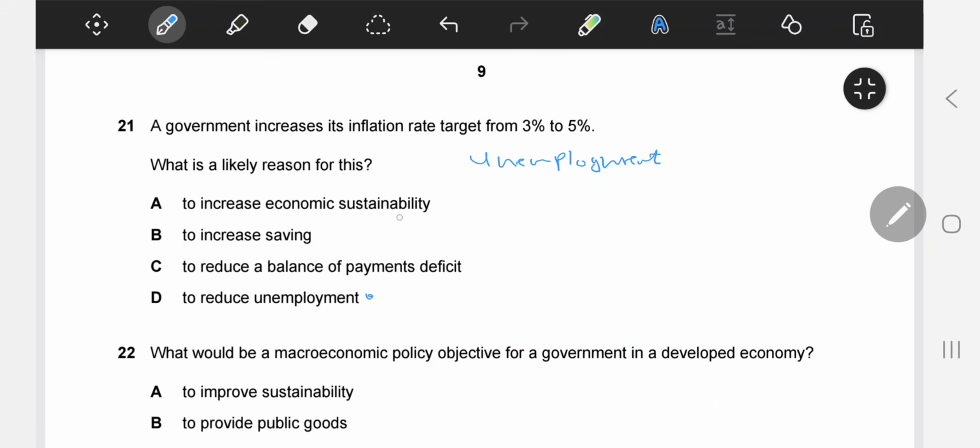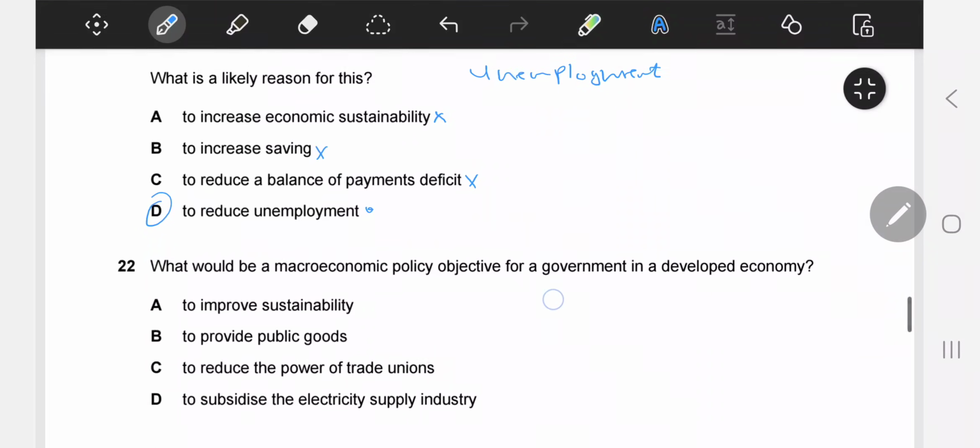To increase economic sustainability. Probably not. To increase saving. If inflation goes up, people are going to try to buy now instead of buying later when the prices are high. So savings are going to go down. To reduce balance of payment deficit. Probably not. So I'm going to go with D here for 21. To reduce unemployment.